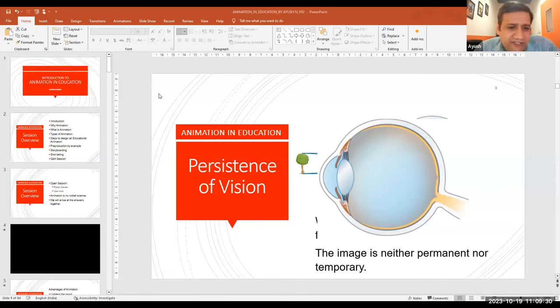Yes, in fact, in PowerPoint you can make animations, and a lot of people use PowerPoint without really understanding it. It's a very, very powerful software. There's power in the name also. So once you have a basic understanding of animation and then you approach PowerPoint, it becomes even more useful and even more powerful.